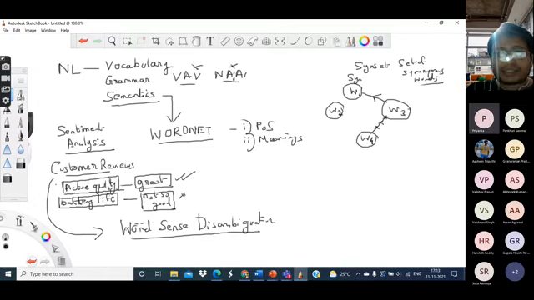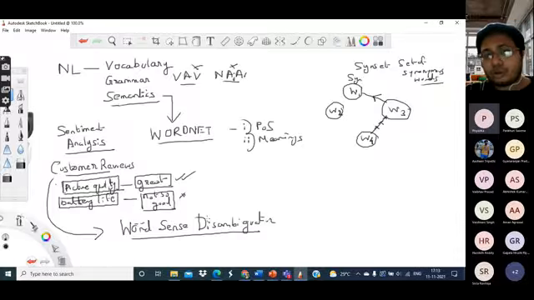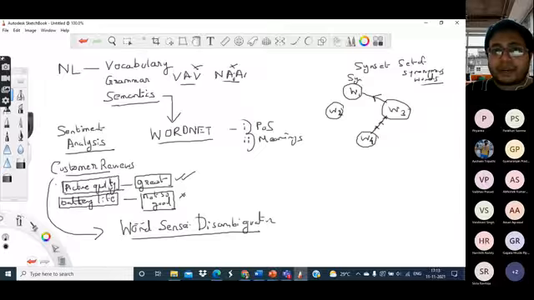Now, of course, word sense disambiguation is a big problem in natural language processing. It's not restricted to this problem of sentiment analysis. Irrespective of sentiment analysis, word sense disambiguation is also an important problem. So let us briefly talk about some approaches in which we can do word sense disambiguation.